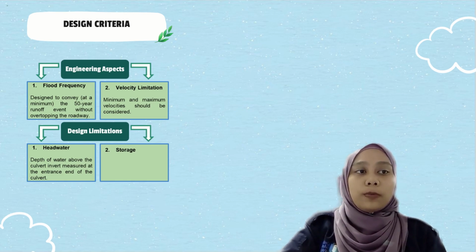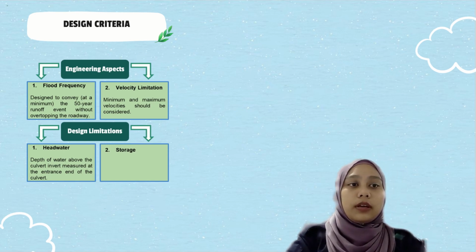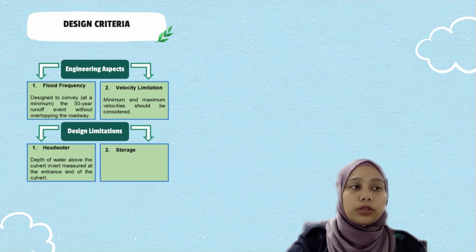Secondly is the start criteria. The length and slope. The culvert length and slope should be chosen to approximate existing topography. And for the debris control, this is to avoid any clog and make sure the water can flow effectively. Thirdly, for the design limitation, firstly the headwater. The allowable headwater elevation is determined from an evaluation of land use upstream of the culvert and the proposed roadway elevation. Headwater is the depth of water above the culvert invert measured at the entrance end of the culvert.